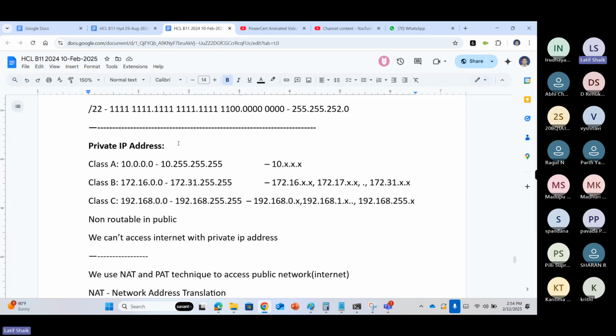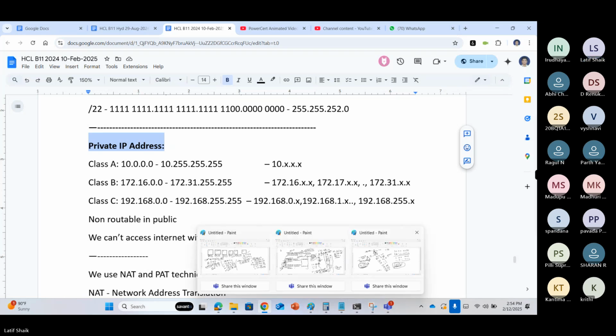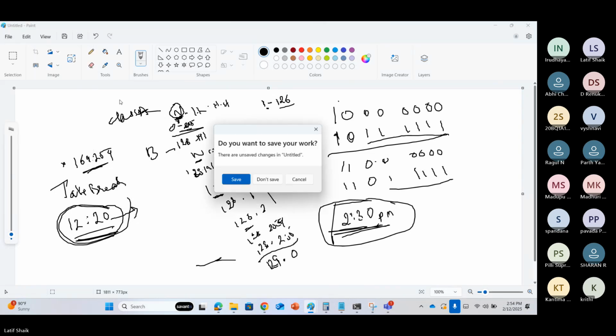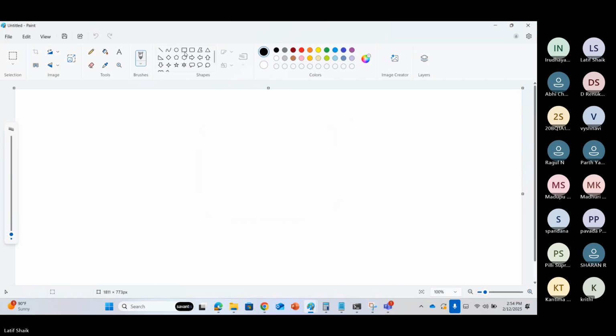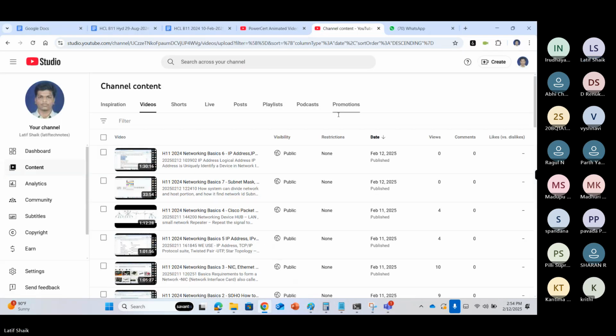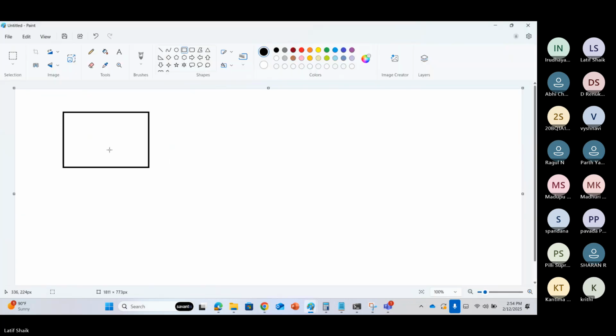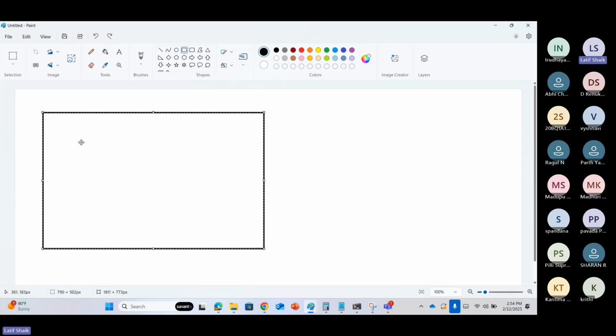Okay, so what's next is private and public IP addresses. This is my private network. This is my architect office or home. It may be my office, it may be my home, right? It's my network.